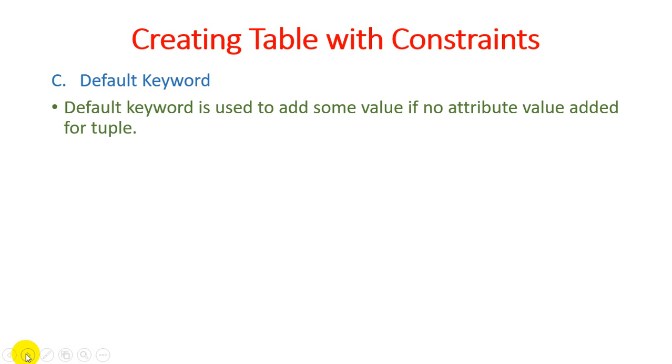Third constraint is the default keyword. If the user doesn't insert a value, it works with the default keyword. The default keyword is used to add a value if no attribute value is added for the tuple. Means if the user by mistake, or in some instances, does not insert any value for this particular attribute, then in the default case it directly takes this particular value. We will just give you the example.